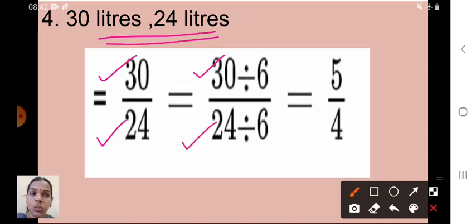30 is divided by 6, what will come? 5 upon 24 is divided by 6, that is 4 will come. That means 5 upon 4. This is your answer. Understood? Shall I go to next one now?